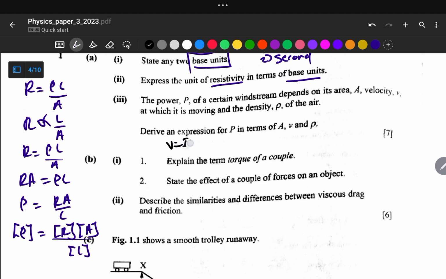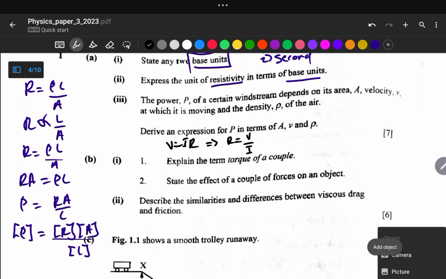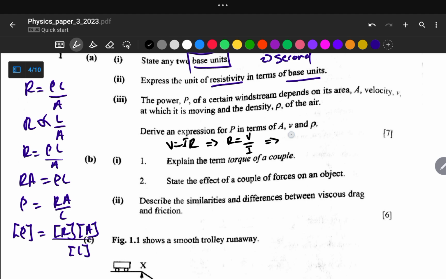V is equal to IR. Therefore, R is equal to V over I. And then the base unit of I is amps, because I is a base quantity. And also, we need to calculate the base units of V. So V, what is potential difference? It is work done per unit charge. And what are the base units of work done? Work done is equal to the product of force times distance, and also force is equal to MA from Newton's second law of motion.